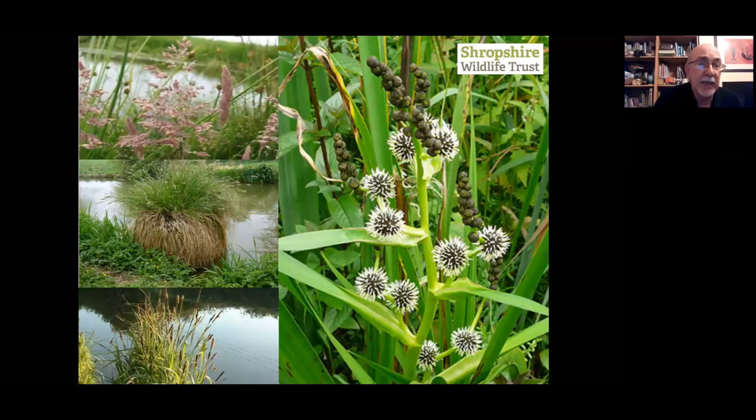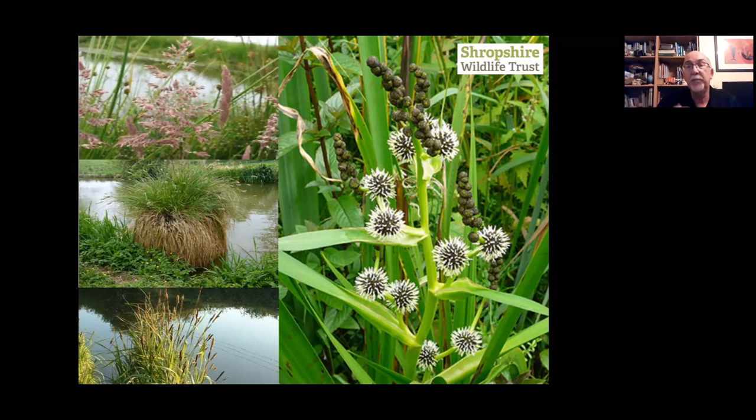So slightly wetter, we have a reed canary grass at the top there. There's loads of different grasses, obviously including the larger grasses like the common reed, sort of a metre and a half, sometimes 2 metres tall. Really beautiful structural plant, will slowly spread.